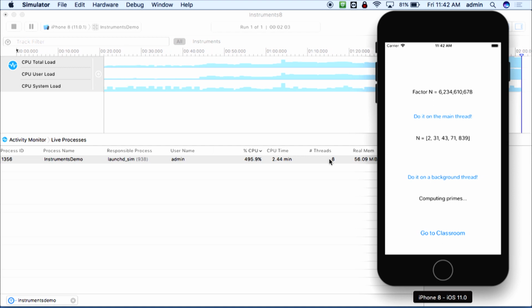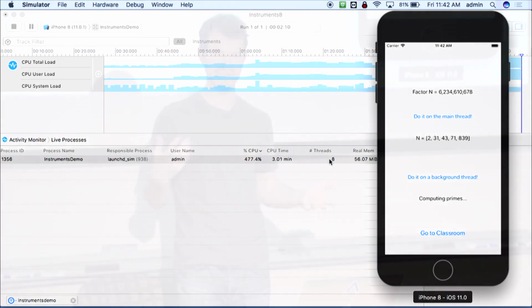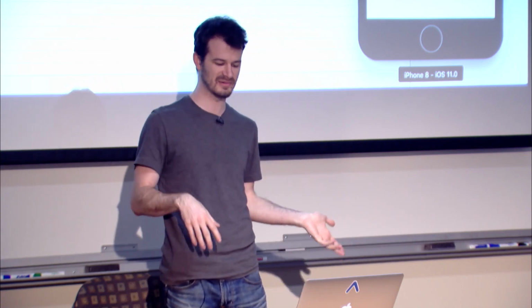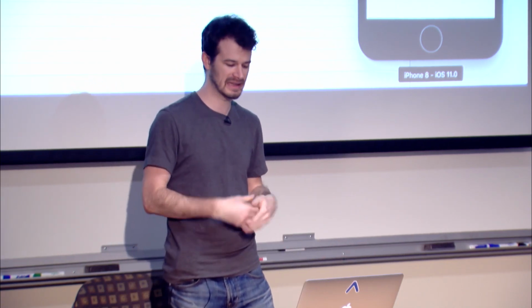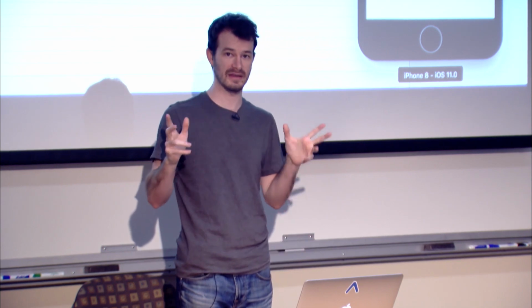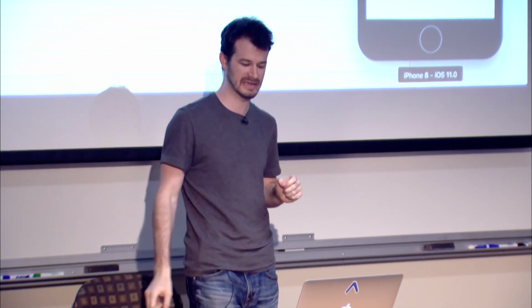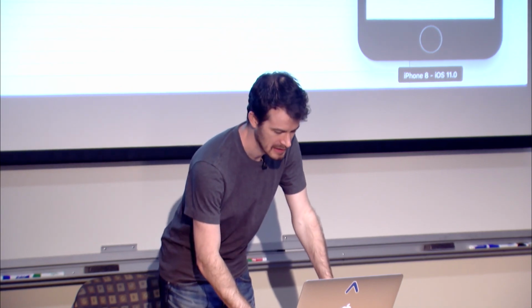So this just gives you a general sense of what Instruments is like. The activity monitor, you can see, doesn't give you super fine-grained information. It just gives you the high level: the name of the process, how much CPU time, the number of threads, and the memory, just basic stats. But it doesn't allow you to dig deeper. To do that, as I said earlier, you have to go back and run Instruments with a different flavor so that you can inspect that particular thing. So let's do that.